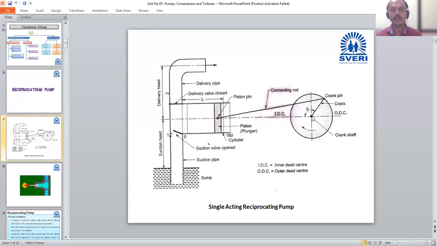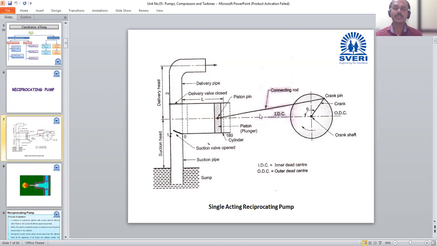Prime mover means what provides the energy or the power to perform the function of the device. So here we have the prime mover. The prime mover is connected to the crank. The crank is connected to the connecting rod with the crank pin, and that connecting rod is connected to the piston. So what is the function of that crank and connecting rod? To convert the rotary motion of the prime mover into reciprocating motion.